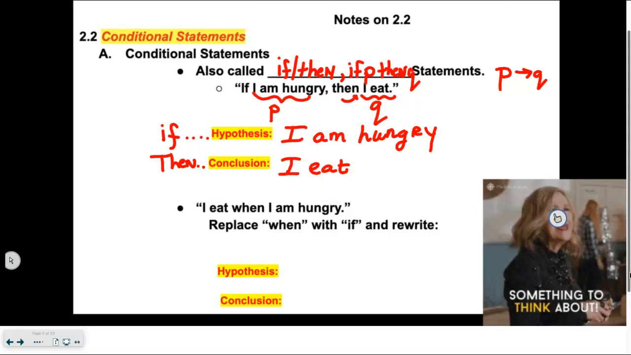So on this next statement right here, it says, I eat when I am hungry. And I don't see the if and the then. You often won't, so you're going to have to know how to get it into if-then form before you can identify. So I like to tell kids to replace the when with the if and then rewrite it. So I'm going to put a little if above here and draw an arrow. You follow your if. Just like up here, it said, if I am hungry. So when I follow the if on this statement, I will get if I am hungry.